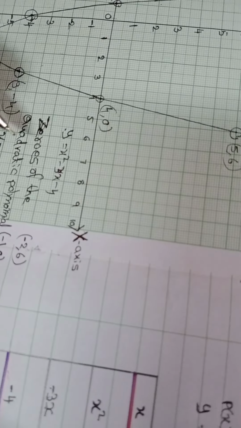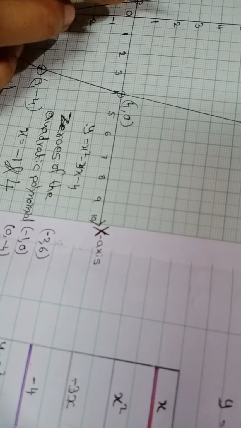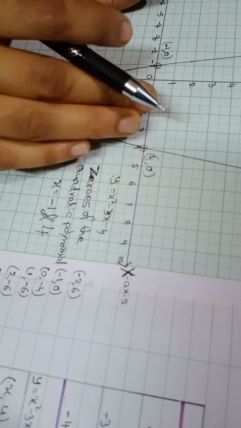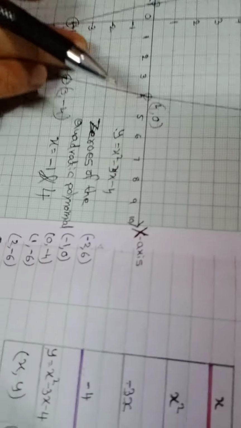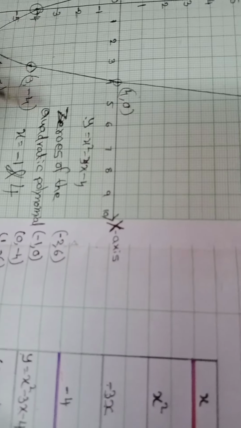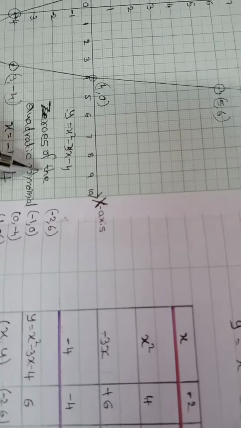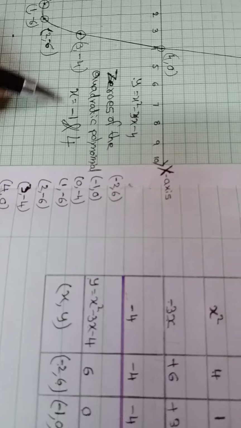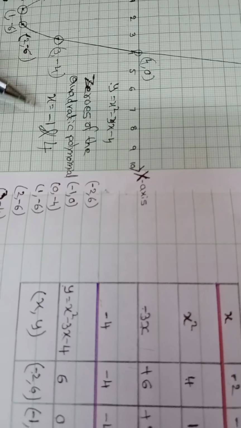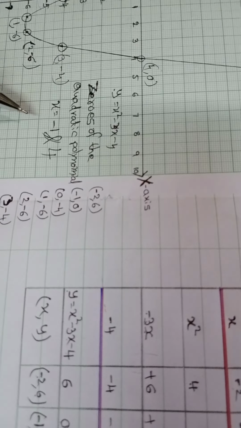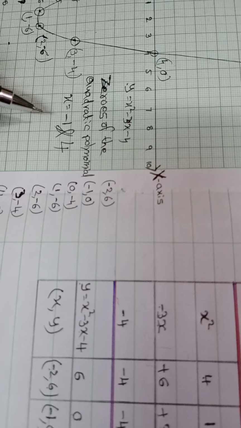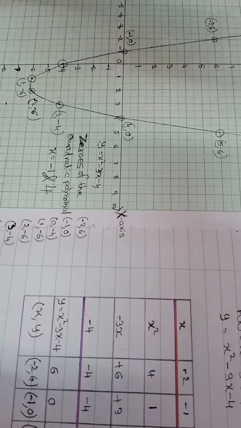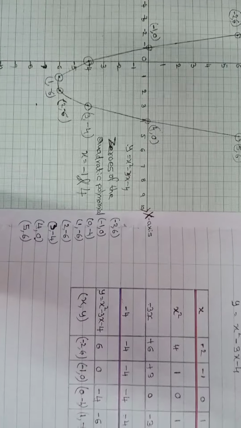So we finish the quadratic polynomial graph. This graph is used for finding zeros of the quadratic polynomial. These are the zeros of this quadratic polynomial. Okay? Understand, children? Write down carefully.